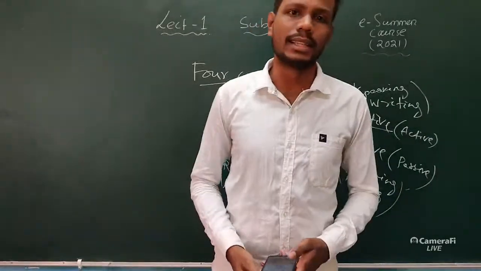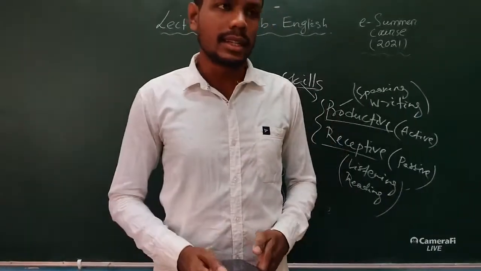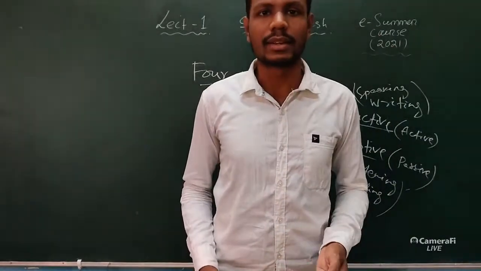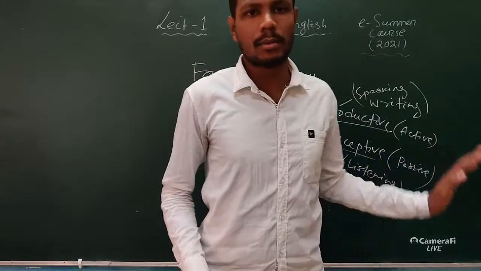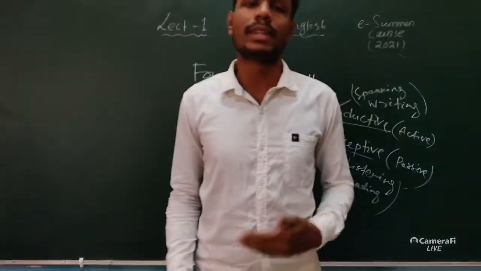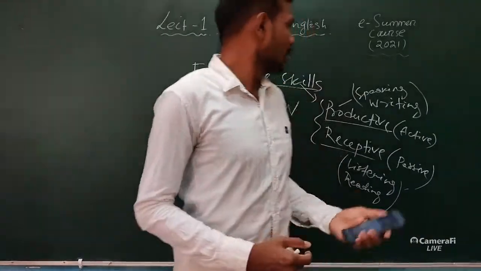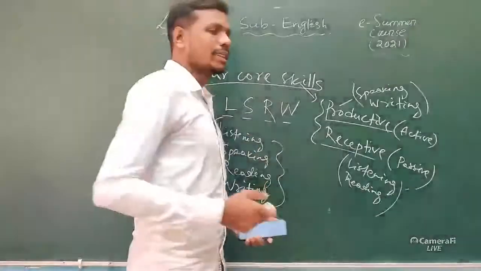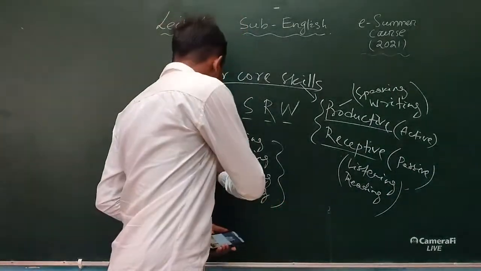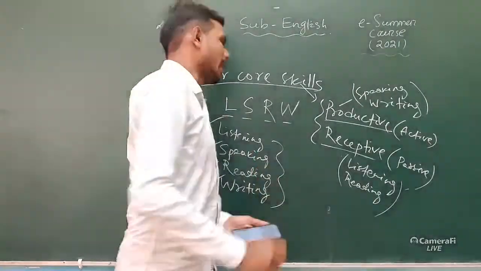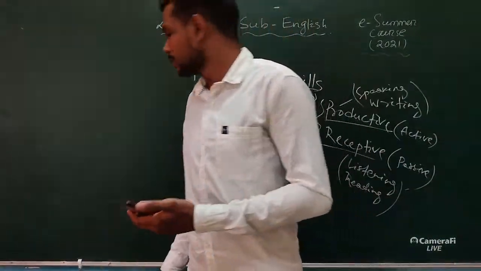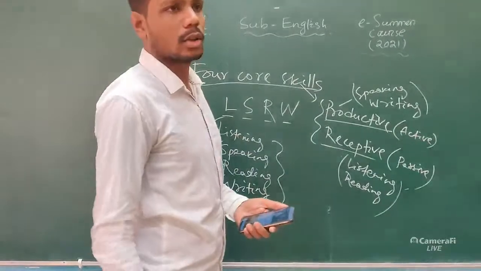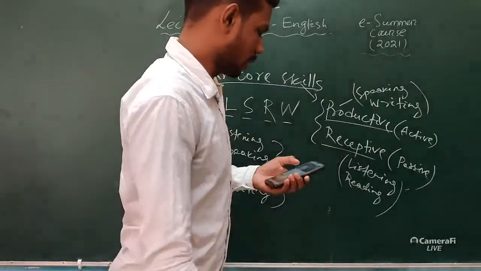So why do we need these four skills in English? The reason behind that is, in order to grasp a language or in order to master a language, we have to go through these four processes. For example, when we were children, we used to first listen to what others are saying. After that, we start speaking. Then we start reading, and after that, we start writing. Okay. So these are the basic skills which we need to have in order to learn a language.